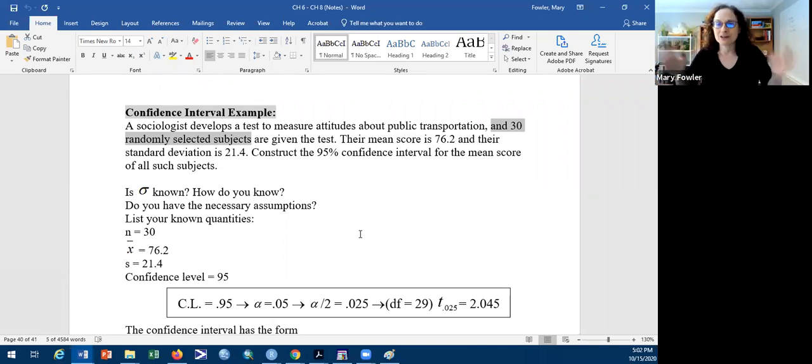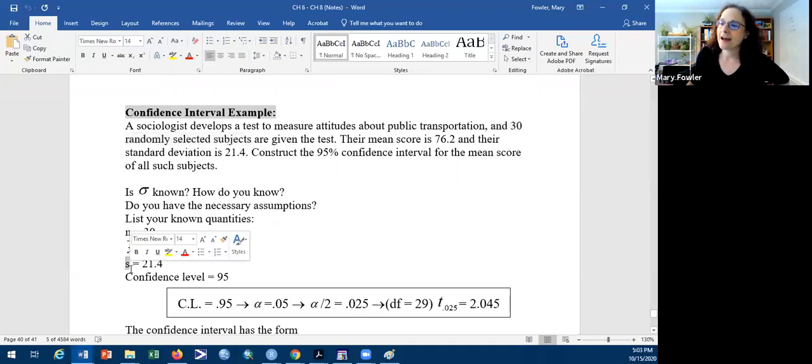So please let me get your attention and rewind if you didn't hear what I said, or I'll just say it again over and over again, because it's that important. But you have to look at the standard deviation word and figure out if it is a population standard deviation or a sample standard deviation. In this problem, their standard deviation refers back to the 30 subjects in the sample. So that's why this is an S and not a sigma.